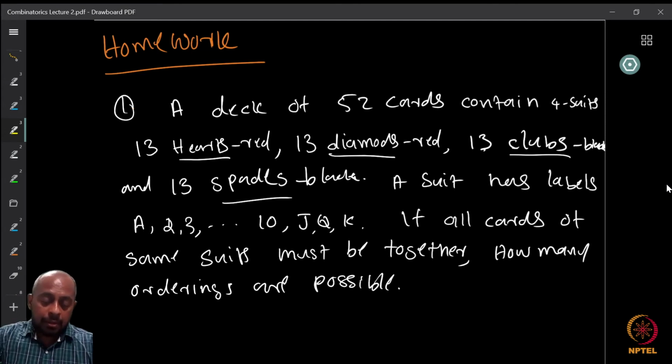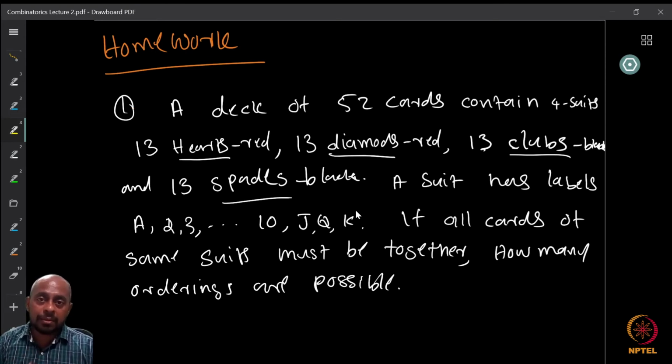Now, of course, in a suit, hearts for example, the 13 cards will have labels like ace, A, 2, 3, 4, 5, etc., 10, and jack J, queen Q, and king K. So these are the 13 labels for the suits. So each one has all these numbers. Now, suppose all cards of the same suit must be kept together. So we can shuffle the 52 cards, but we have to make sure that all cards of the same suit must be kept together. So then how many orderings are possible?